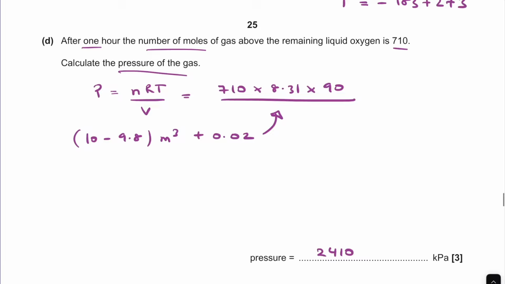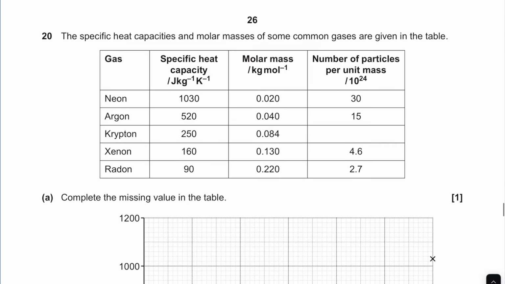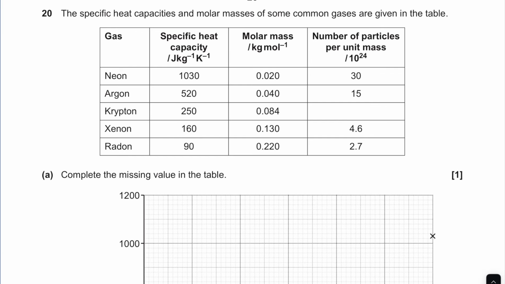You've got to watch out for the volume of the gas, as it's talking about the gas above the remaining liquid oxygen. Let's move on to number 20. Question 20 says the specific heat capacities and molar masses of some common gases are given.